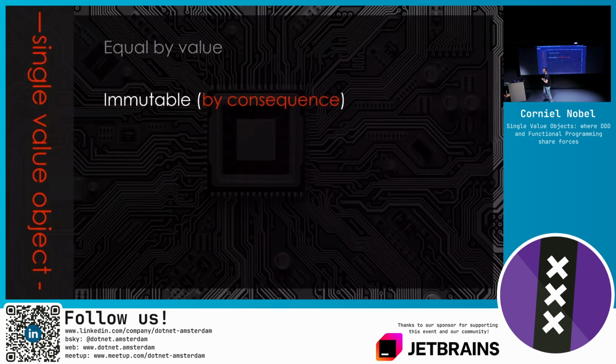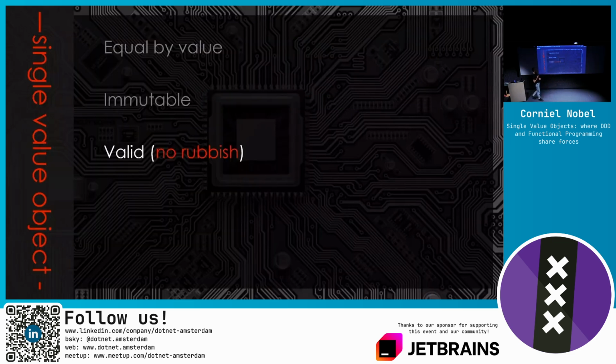It's equal by value. That's quite obvious by definition. It's immutable. And you could argue that it's by consequence, at least on how you implement it. It's way easier working with it if it is. And that's also where, in the title, functional programming and domain-driven design combine forces. Being immutable makes your life really easy. It's valid by default. It doesn't contain any rubbish.